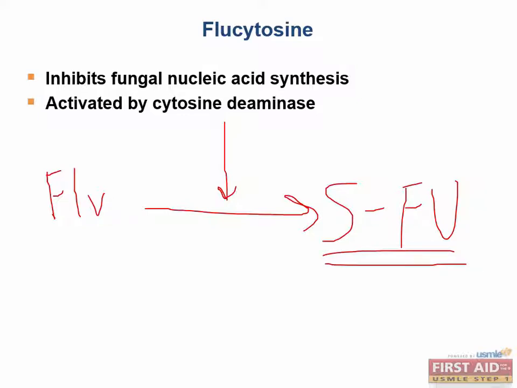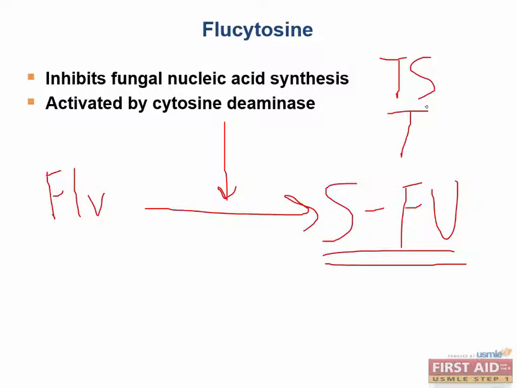Do you remember how it works against cancer? 5-fluorouracil is a uracil analog that inhibits thymidylate synthase, a key enzyme responsible for converting uracil into thymidine. This is the same way that flucytosine works to kill fungal cells. Flucytosine is converted to 5-fluorouracil by cytosine deaminase and impacts the thymidylate synthase in the fungal cell.